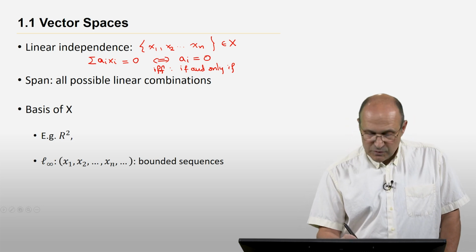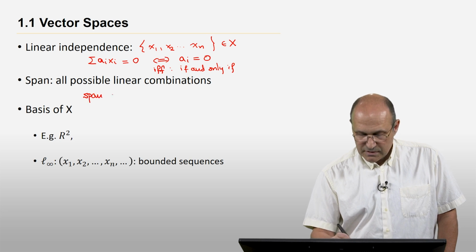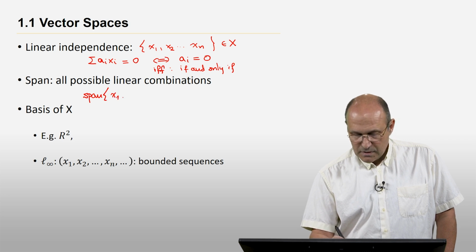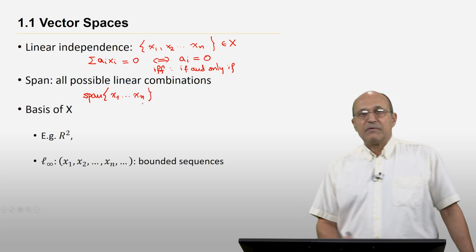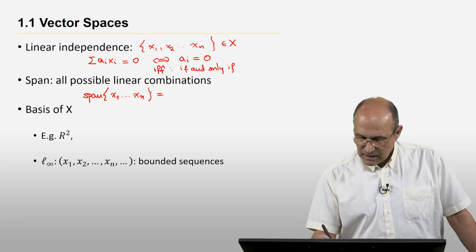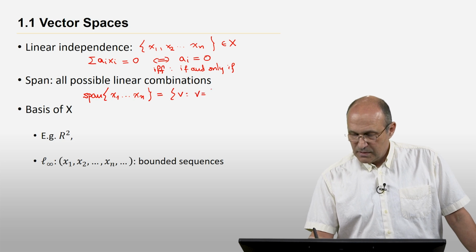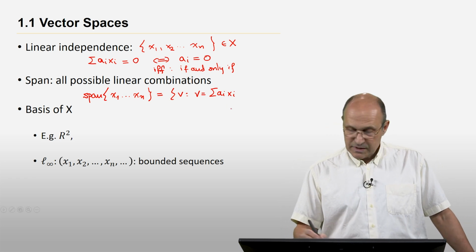All the possible linear combinations of elements of a set, we call them span. So the span of x1 through xn is all the vectors which are linear combinations of those elements.